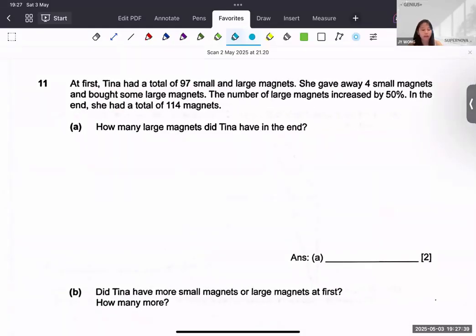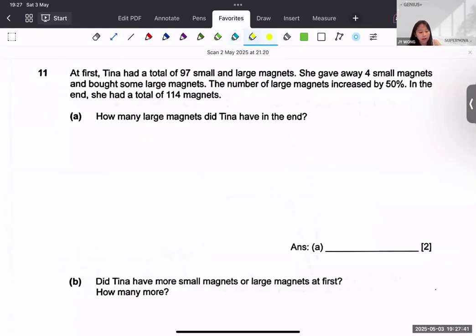Let's look at question 11. At first, Tina had a total of 97 small and large Manex. She gave away 4 small Manex and bought some large Manex. The large Manex increased by 50%. In the end, she had a total of 114 Manex.